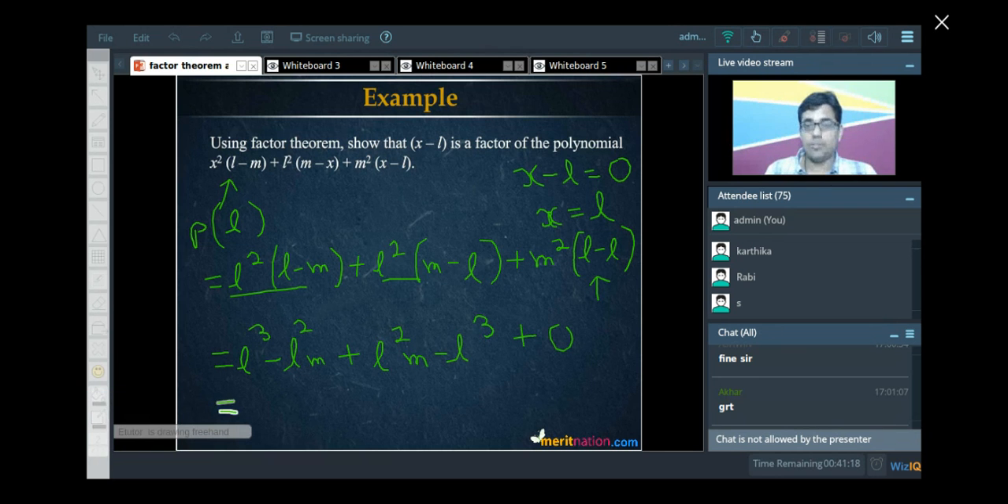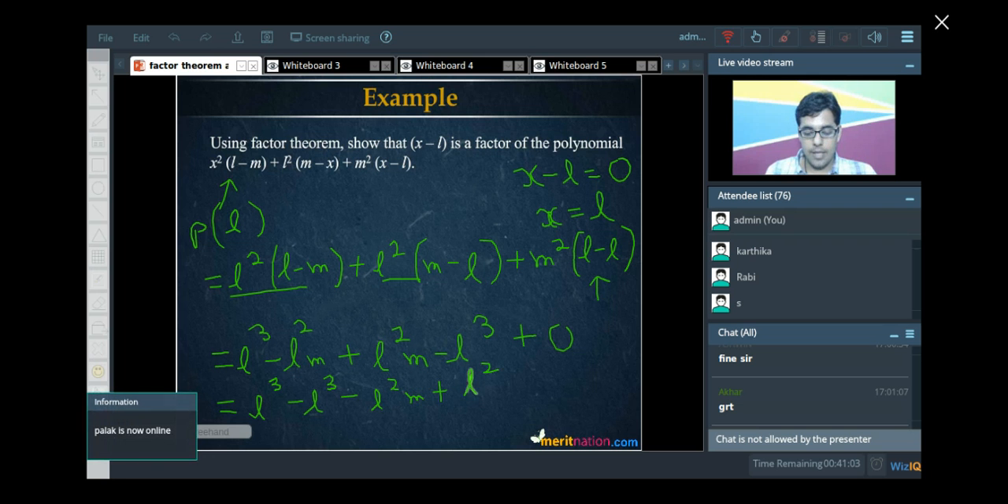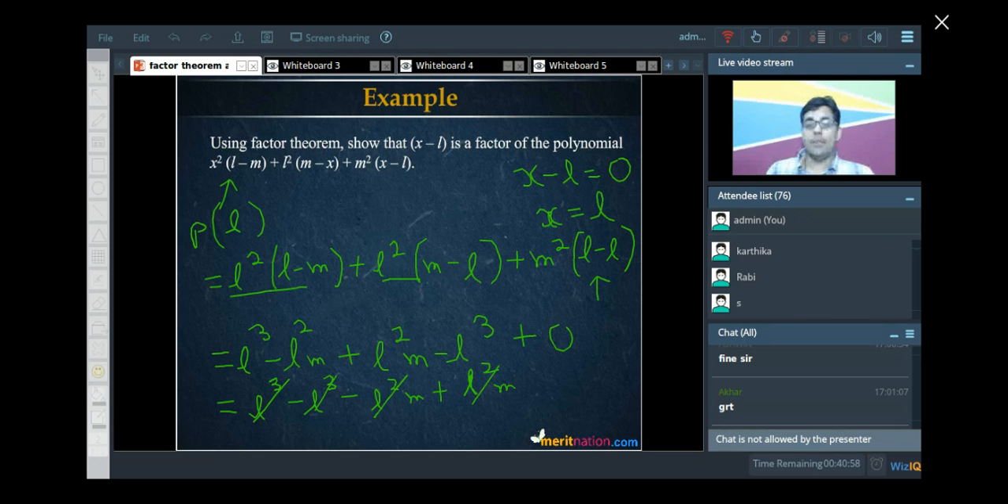Now we can rewrite this. It will become L cube minus L cube minus L square m plus L square m, and then this would cancel out. This would again cancel out. So we can say the remainder is coming as 0. Therefore, by the factor theorem, x minus L is a factor of this given polynomial. Yes, it is a factor.